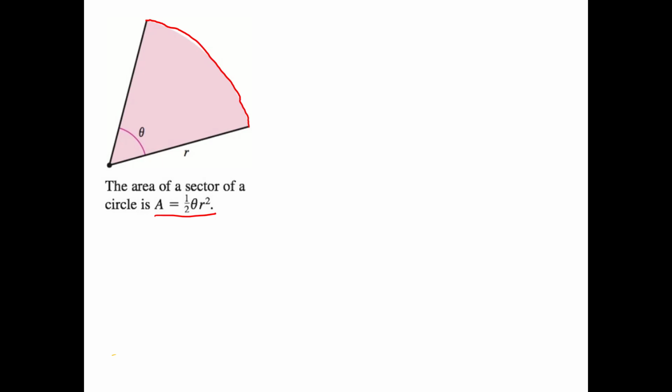And then if your angle is the entire circle, 2 pi, then this works out to be just pi r squared that we are familiar with. We get that formula.